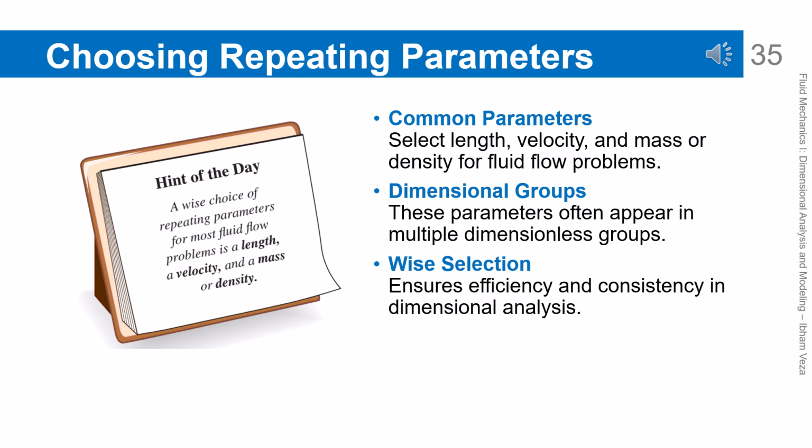Proper selection simplifies the process of forming pi groups. If chosen poorly, the analysis can become complicated and inefficient. Therefore, the strategy of selecting repeating parameters greatly affects the ease of the analysis.